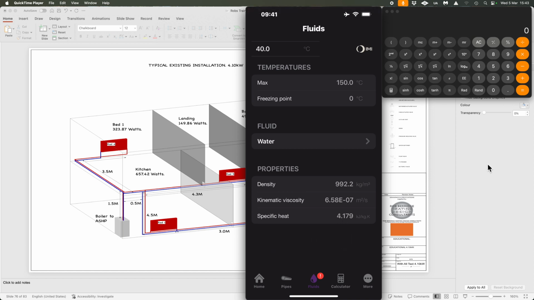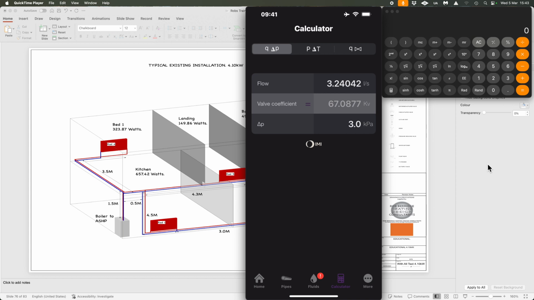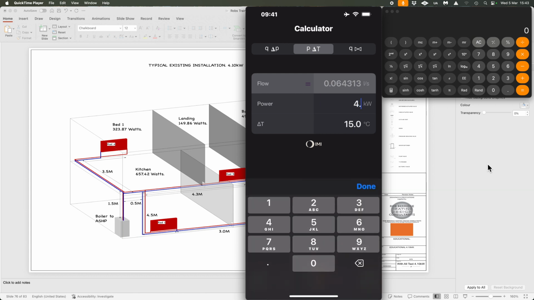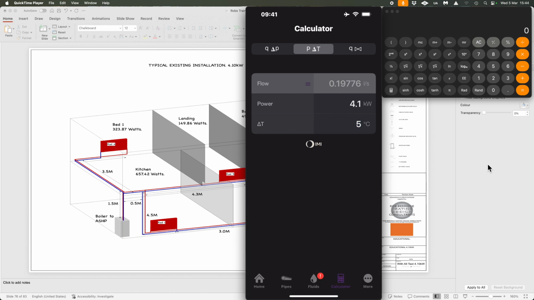So we go to the calculator, and we go onto the power delta T calculator. We want flow, so remember we click on the left hand side to get flow, and we need 4.1 kilowatts. Because it's a low temperature system, we're now doing it at DT5 as we discussed. So we click that, and we can see that we need 0.19, basically 0.2 litres per second. That's going to be our flow rate right the way through there.